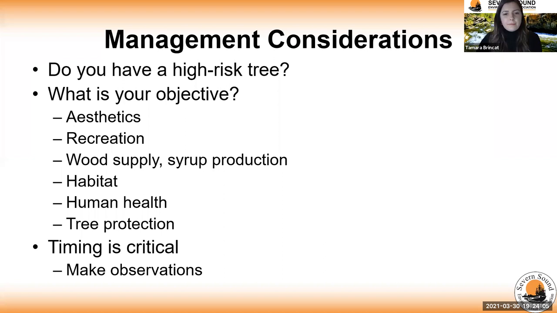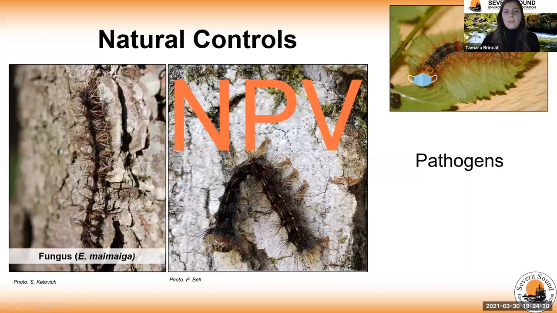Awesome. So that's great results. We have 97% of people said tree protection. That's great, and all of those other reasons are important as well. So I'm going to pass it over to Paul again, who's going to talk about some of the natural controls of gypsy moth before I talk about some of the management options that property owners can take.